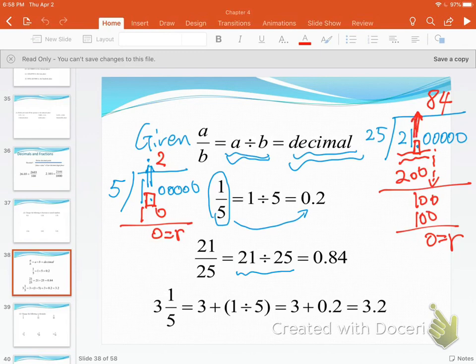So what's the answer? 0.84. So we change a fraction to a decimal by division. You put the decimal point first and then add some zeros and then divide.